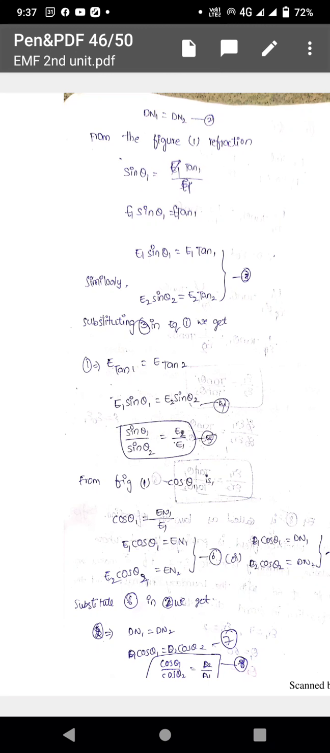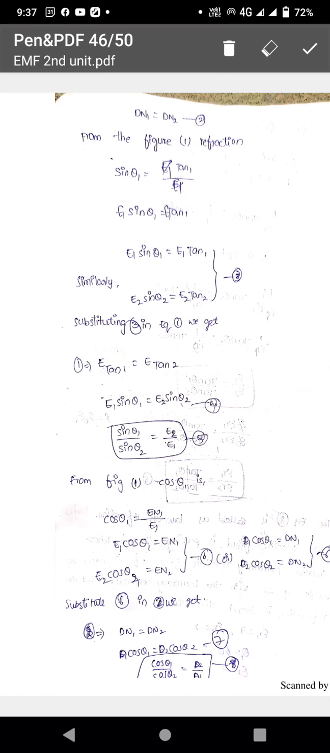Similarly, the boundary condition between two perfect dielectrics is Dn1 equal to Dn2. The normal component of electric flux density is always continuous. From figure 1, refraction, sin theta is opposite side by hypotenuse. Sin theta 1 equal to E tan 1 by E1. Therefore, E1 sin theta 1 equal to E tan 1.